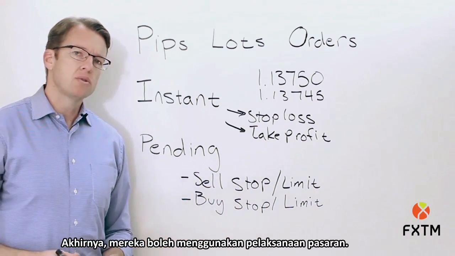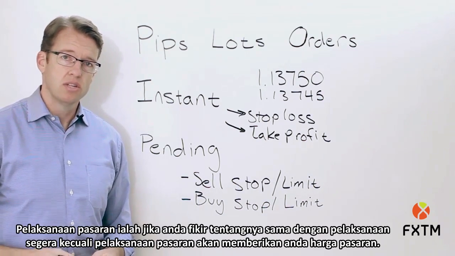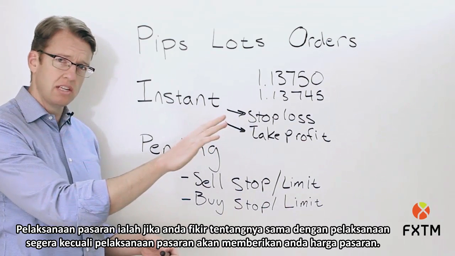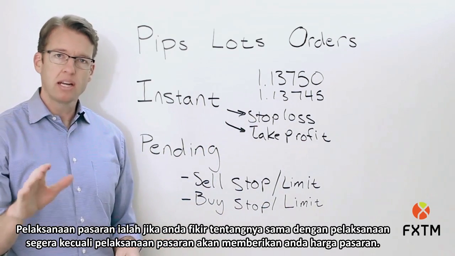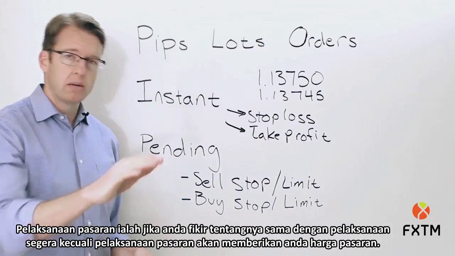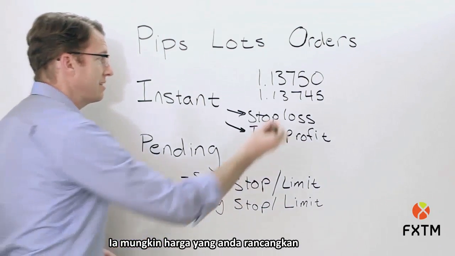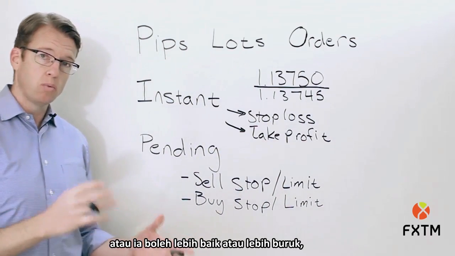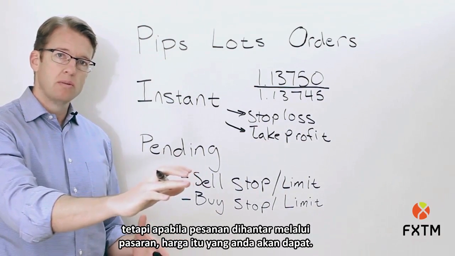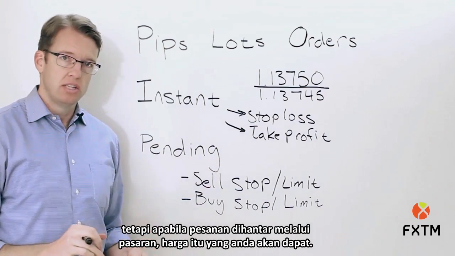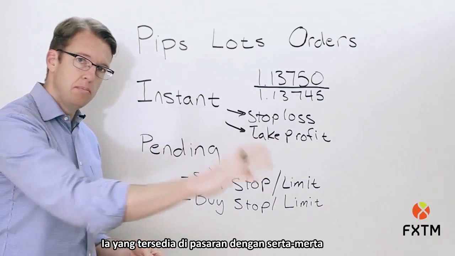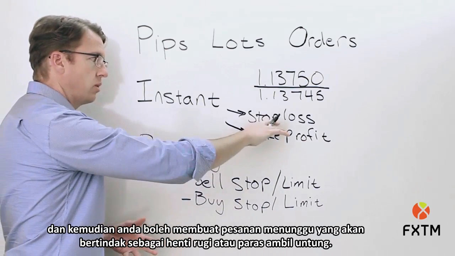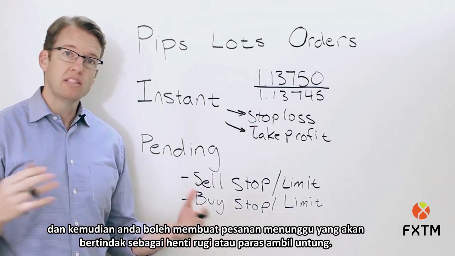And then finally, they can use market execution. Now, market execution is, in some respects, you can kind of think about it as similar to instant execution, except that market execution will give you the market price. Now, that may be exactly the price that you planned, or it could be even a little better or a little bit worse. But when that order is sent through to the market, that's the price that you're going to get, is what's available at the market immediately. And then later you can go in to put in pending orders that will act as a stop loss or a take profit level.